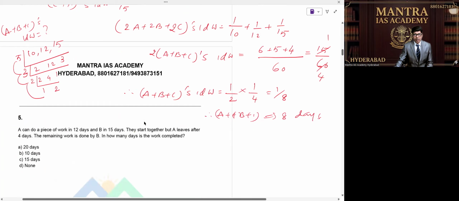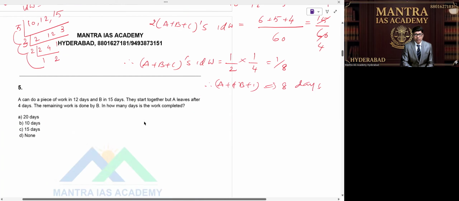Then go to question number 5. A can do a piece of work in 12 days and B in 15 days. They start together, but A leaves after 4 days. The remaining work was done by B. In how many days is the work totally completed?